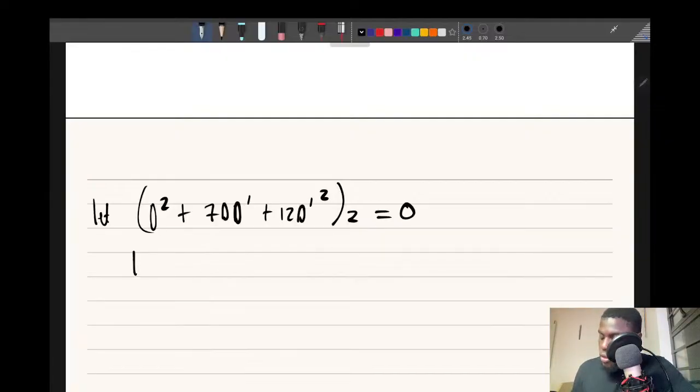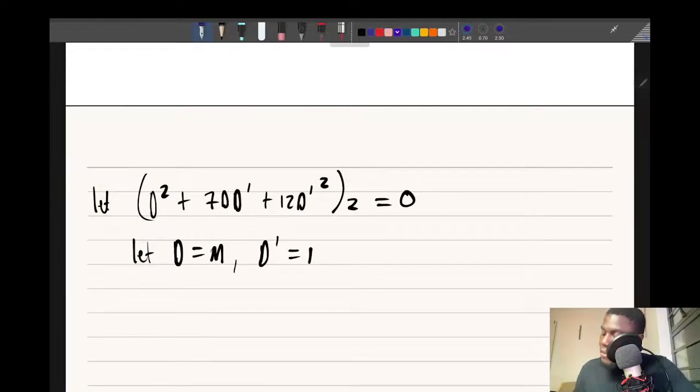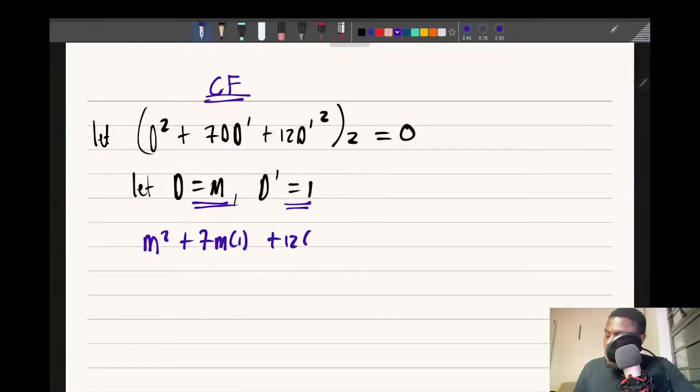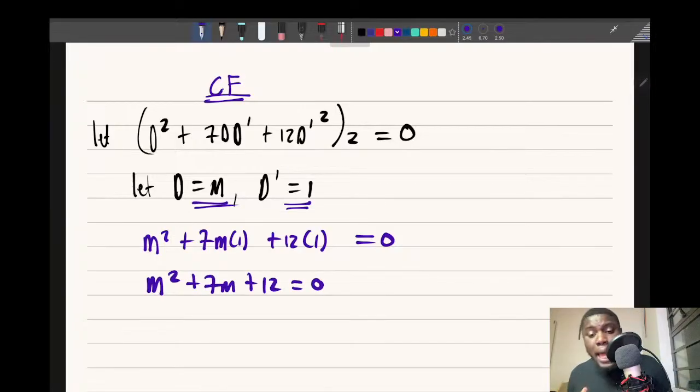And then you're going to say, let D be equal to m, and D' be equal to 1. You only do this, D is m and D' is 1, when you're getting the complementary function for this part. So you're now going to say m squared plus 7m by 1, which is just 7m, plus 12 by 1 is equal to 0. So we're going to say m squared plus 7m plus 12 is equal to 0. Solve and get the values for m. You're done.